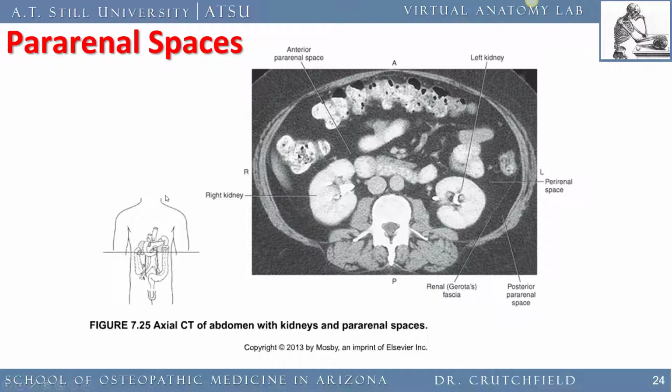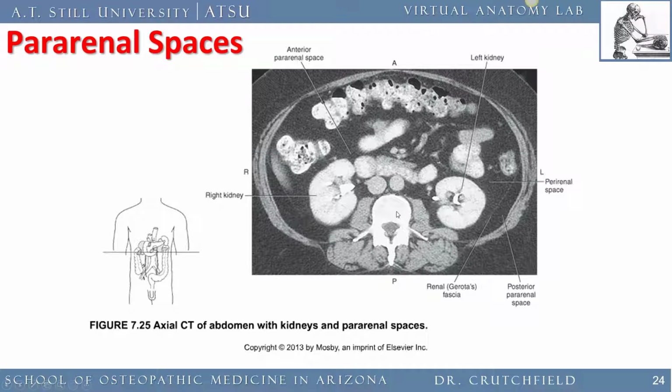Not yet. So now let's look at those pararenal spaces. So right kidney. So this is pararenal fat. Here's pararenal fat. Here is going to be perirenal space. And there is Gerota's fascia. Left kidney, right kidney.